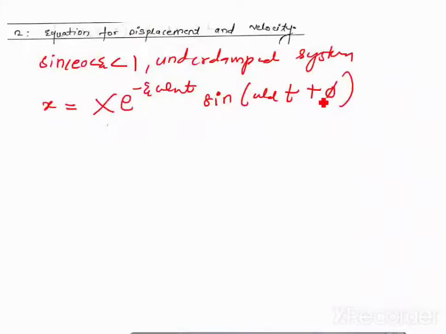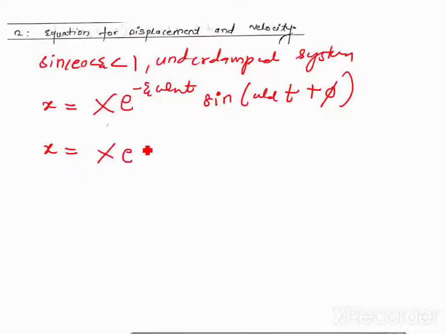Phi is nothing but the phase angle. In this case, X and phi are arbitrary constants which we derive from the initial conditions. Basically, X is called the steady state amplitude and phi is also called the phase angle. Detail about it we will study in module number 5, the forced vibration. Now we just remember that X and phi are arbitrary constants for which we have to apply the initial conditions.